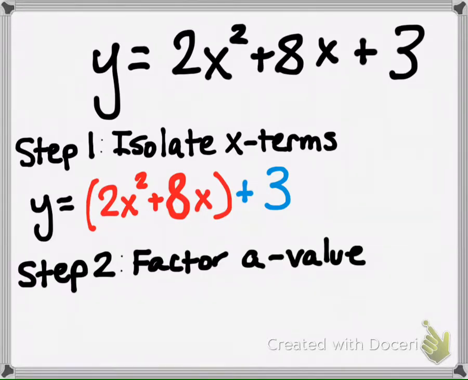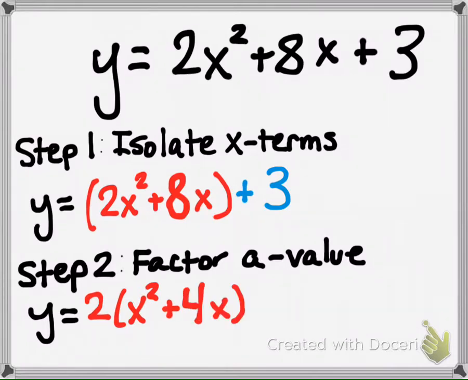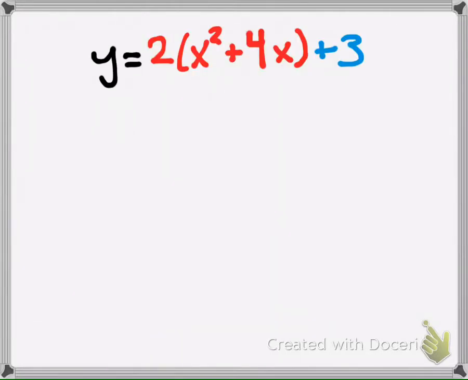My second step is going to be to factor out the a value, or the value that is in front of my x squared term. As we can see, the number in front of my x squared term is 2, so I'm going to bring a 2 outside. Now I need to find out what I need to multiply 2 by to get 2x squared, which is x squared. And now I need to see what I have to multiply 2 by to get 8x, which is just 4x. Then at the end of the equation, we're still going to have that plus 3 on the outside. So I have the equation y equals 2 times x squared plus 4x, plus 3.